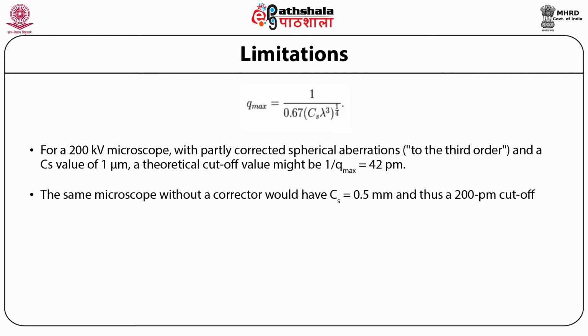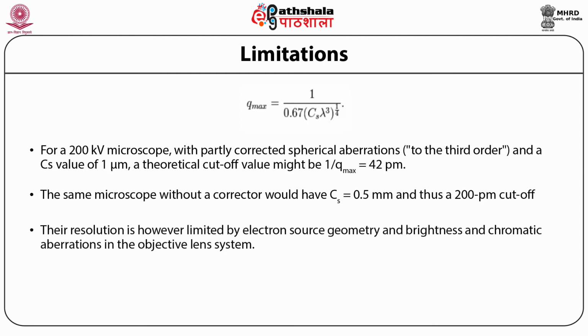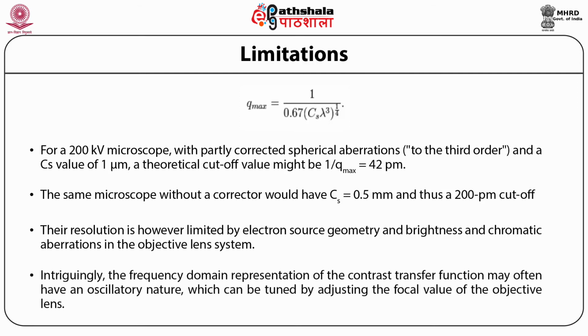Practically, the spherical aberrations are suppressed in the best aberration corrected microscopes. Their resolution is however limited by electron source geometry and brightness and chromatic aberrations in the objective lens system. Intriguingly, the frequency domain representation of the contrast transfer function may often have an oscillatory nature, which can be tuned by adjusting the focal value of the objective lens.